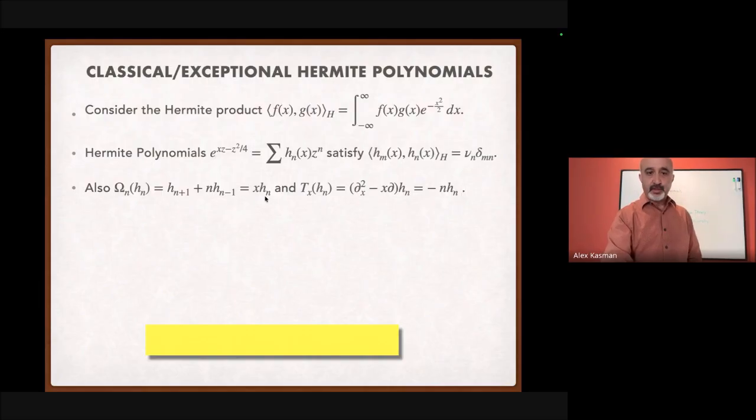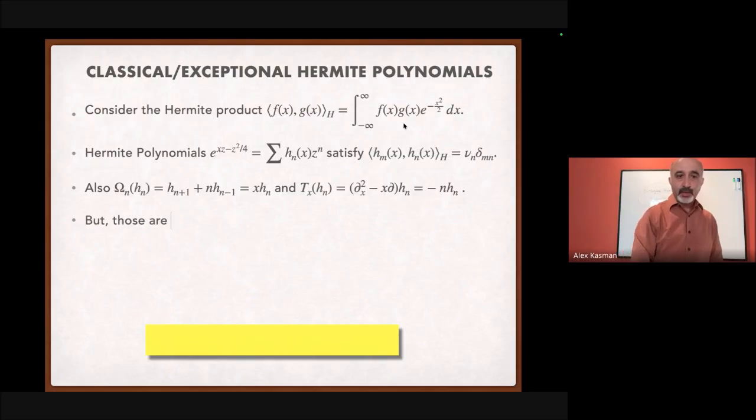So the difference operator is that if you take h_{n+1} plus n times h_{n-1}, that's the same as x times h_n for every n. And this is the differential operator that has them as eigenfunctions. So those are the classical Hermite polynomials. And like I said, they're orthogonal with respect to this inner product.